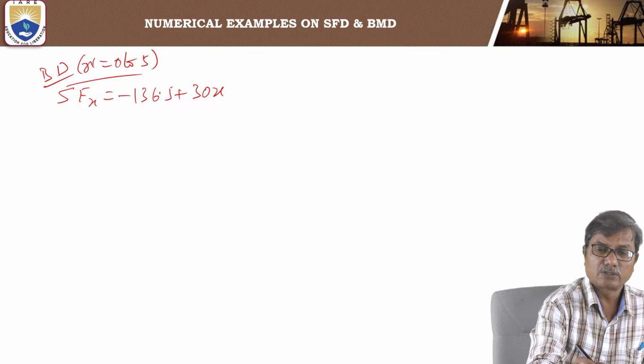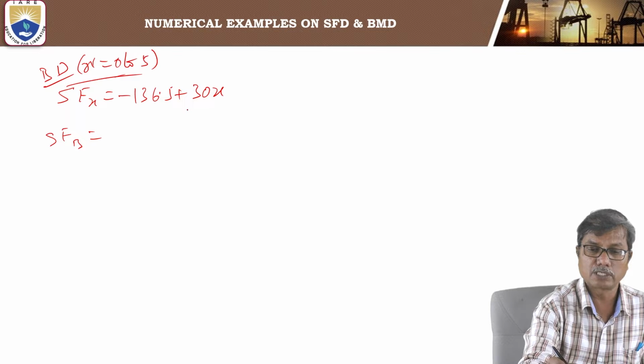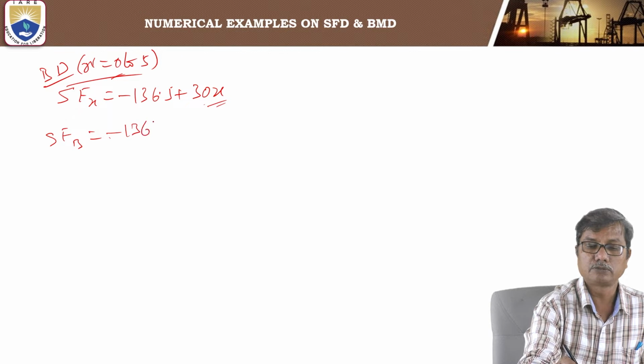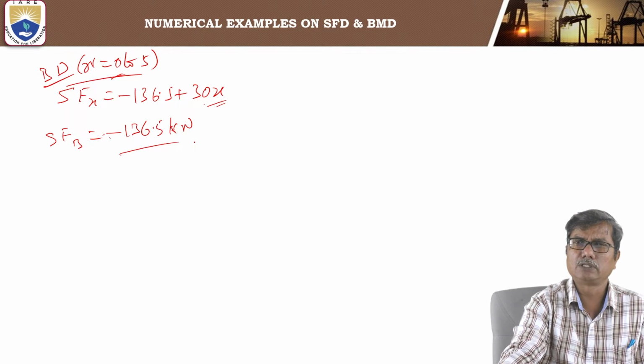Now at x equal to 0, you will get the shear force at B. That means the section will be at B. So what is the shear force at B considering x equal to 0? This term is 0. So you will have shear force at B as 136.5 negative, negative as per our convention, because it is upwards to the right of the section.